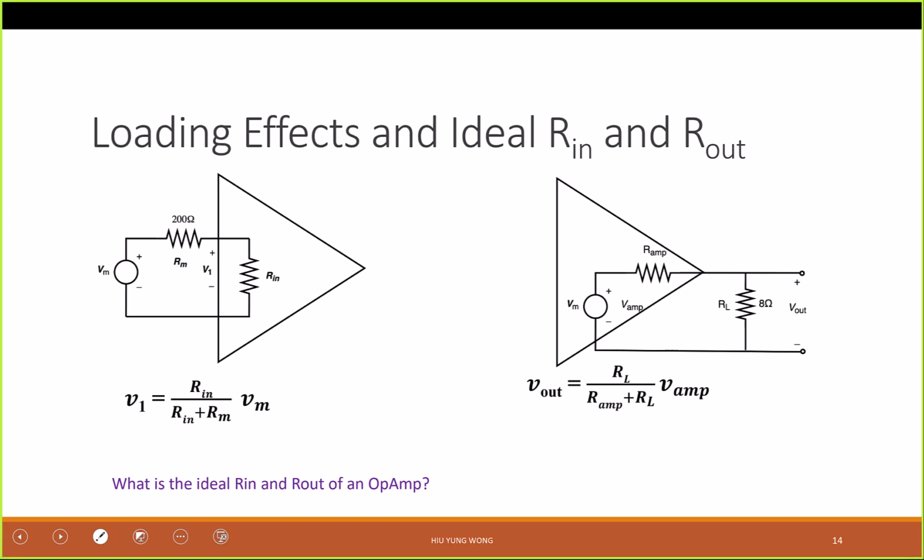So as a result, what do you get? You only get V1. This is V1, right? Equals R_in divided by R_in plus R_m times V_m, right? Just a voltage divider. So you cannot get all the voltage from the previous stage. Then that is a failure because the signal gets diminished. You cannot amplify as much as you want, right?